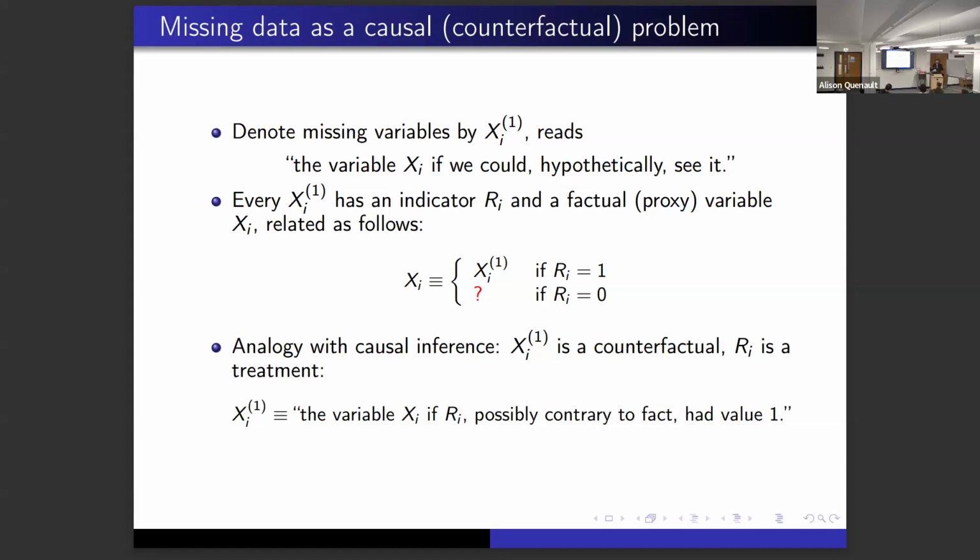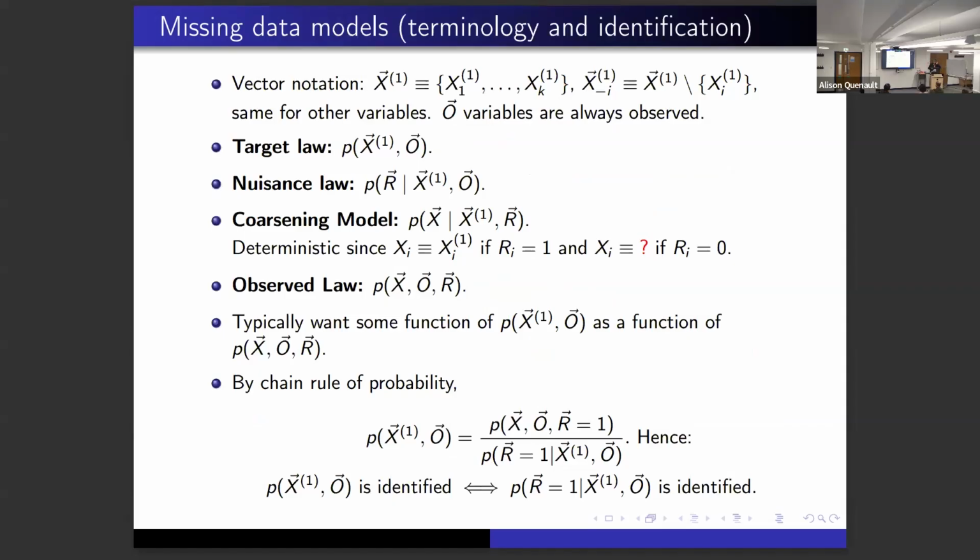Sometimes people write X_i for the underlying variable and X_i^obs for the observed version. I like this better because it makes it clear what's actually counterfactual and what's actually observed. I don't know if this is very common notation, but you'll see later why it's a direct analogy. Okay, so this is some notation.